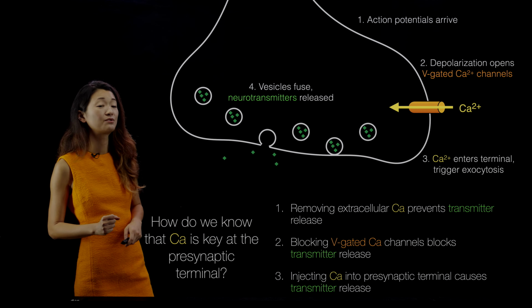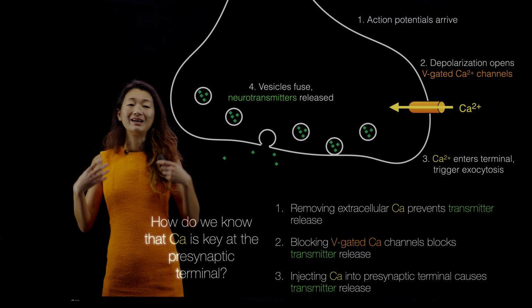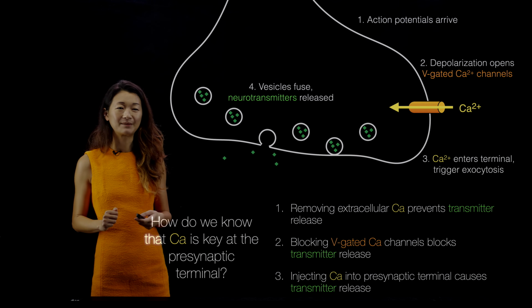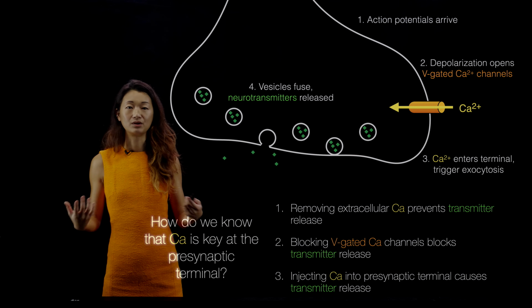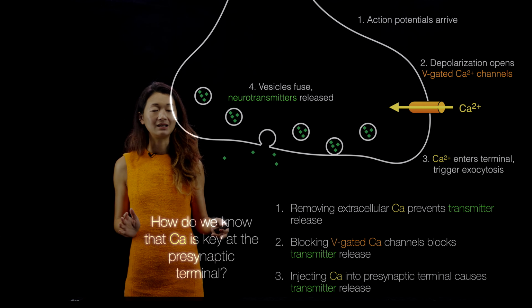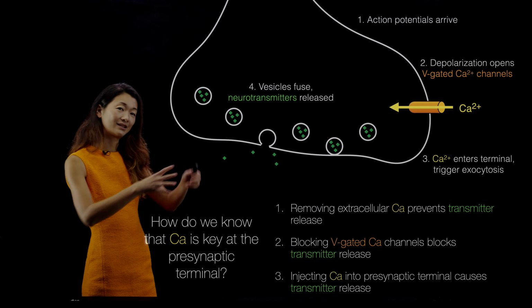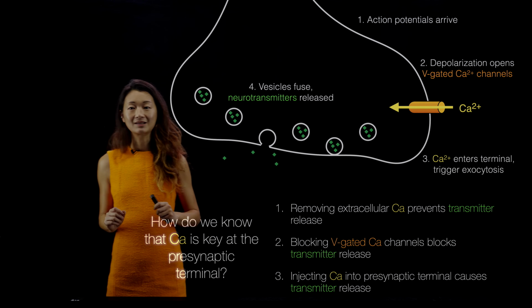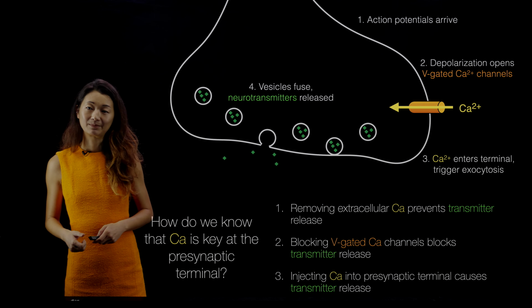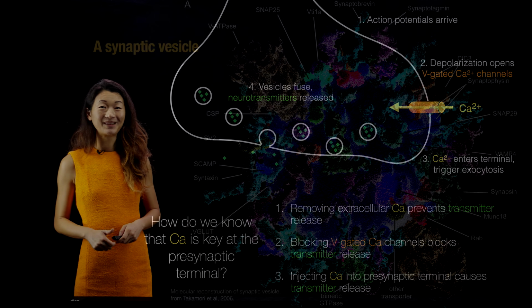And then finally, we can do something even more direct. If you inject calcium artificially, just injecting it into the presynaptic cell, you also cause neurotransmitter release. And so those are the type of experiments that were undertaken to actually convince us that the picture I showed you on the previous slide is in fact the steps of what happens during neurotransmission at the chemical synapse.